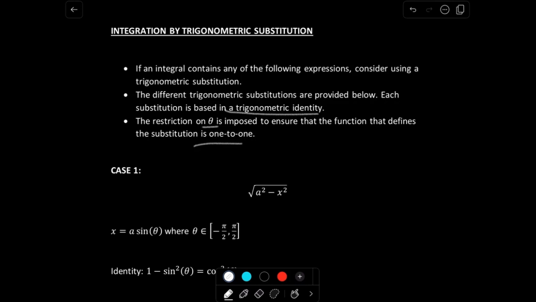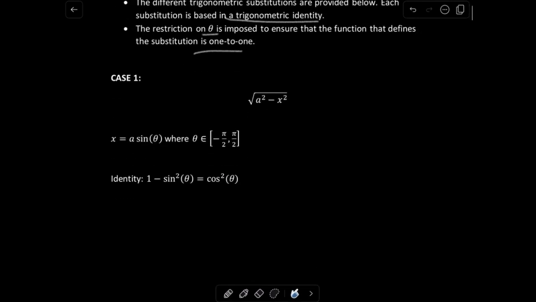So basically, when I go through each of these three cases, you're going to have a restriction on this new variable theta. We are using trigonometric functions, so there's going to be a restriction on this new variable you're introducing. And just understand that we need that restriction there because trigonometric functions are not one-to-one. Okay, so we want to restrict these trig functions to make them one-to-one in the substitution that we are using. So let's go for the first case, and that is case 1.